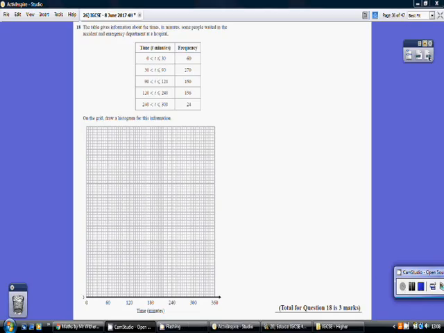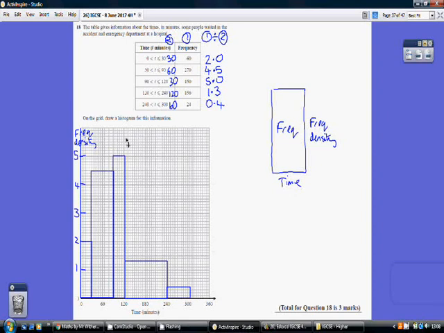Question 18. So we've got to draw a histogram. Now the key bit with the histogram is this frequency represents the area of each bar. The area of each bar. Now the time is going to be the base of each of these rectangles. So what I've done first of all is just to work out the length of the bases of each of the rectangles. So 0 to 30 is 30, 30 to 90 is 60, and so on.